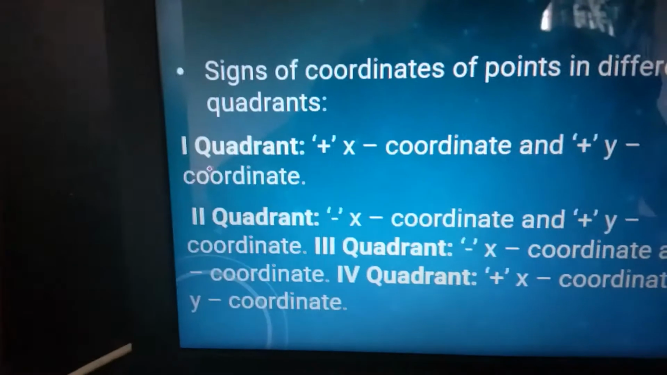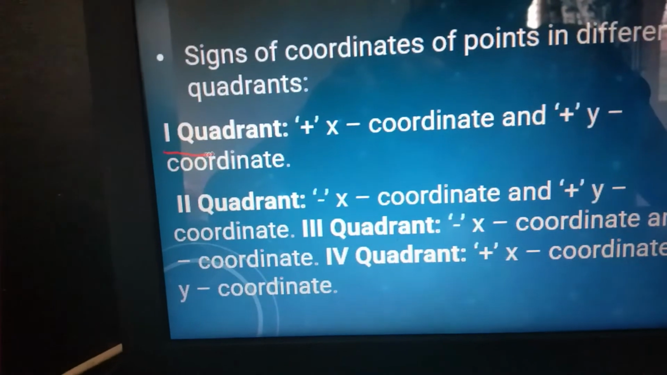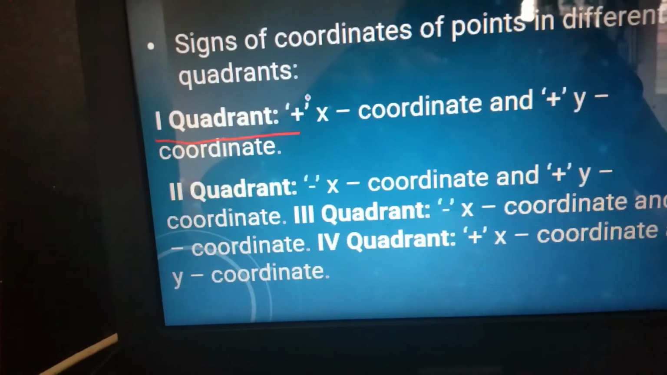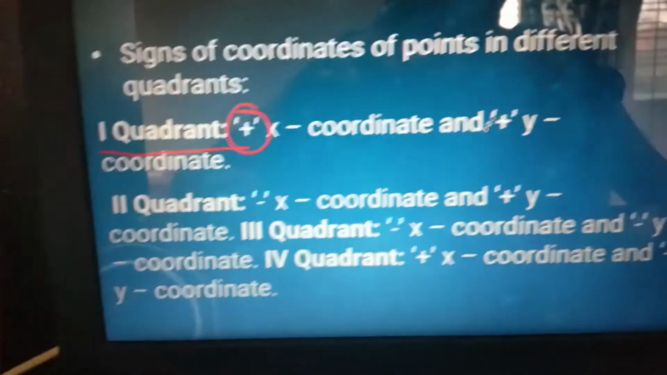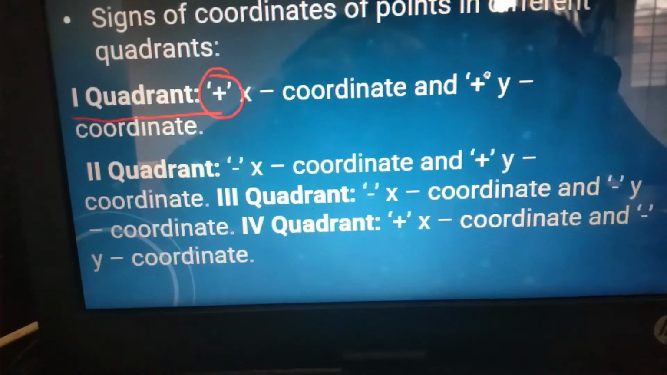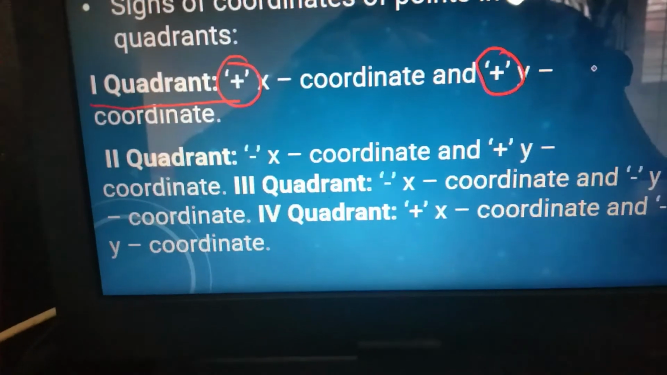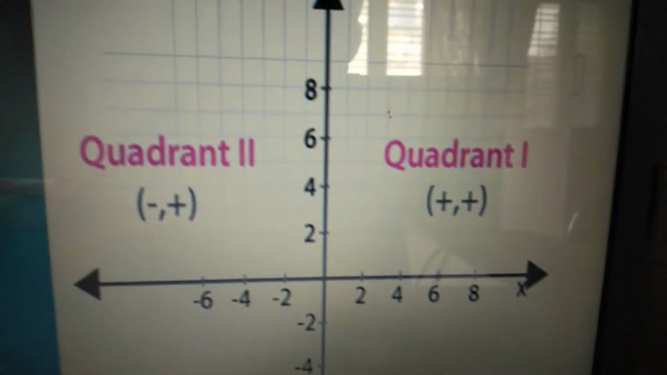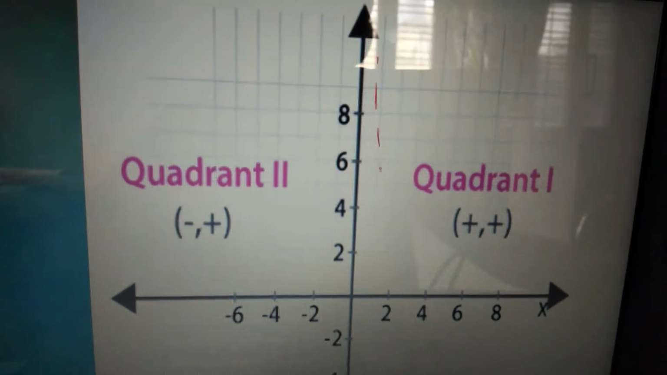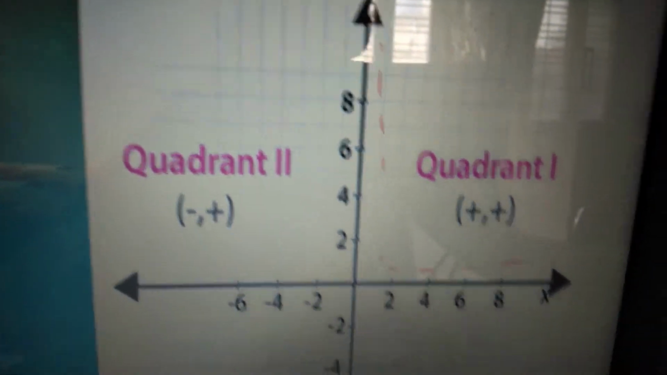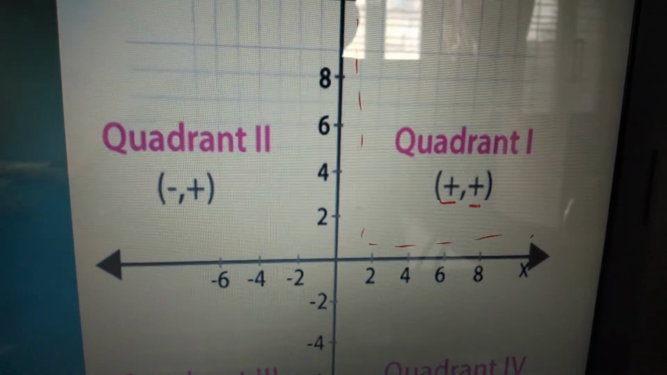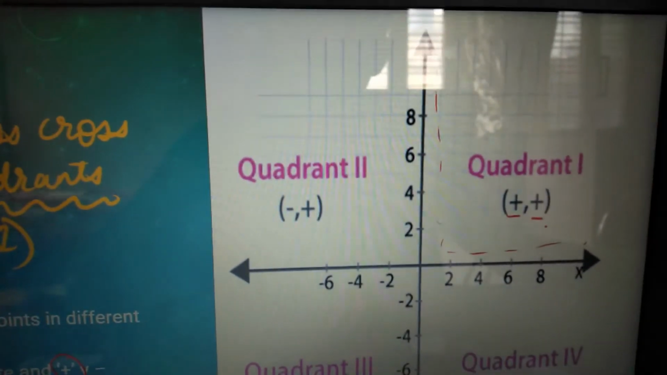Now the first quadrant has the x coordinate sign as positive, and the y coordinate sign is also positive, meaning any point which is plotted in this region will always have the x coordinate as positive and the y coordinate also positive.